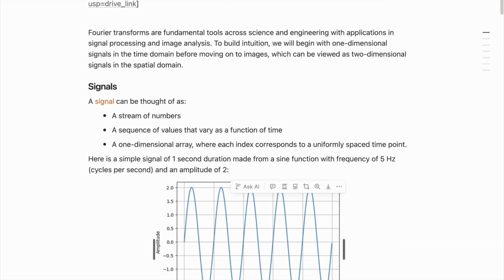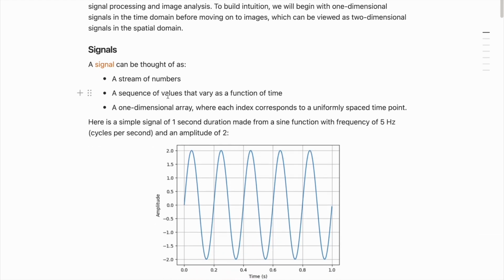A signal can be thought of as a stream of numbers or a sequence of values that vary as a function of time, like a person's heart rate or the stock market prices of a particular stock. Or more rigorously, a signal is a one-dimensional array where each index corresponds to a uniformly spaced time point.